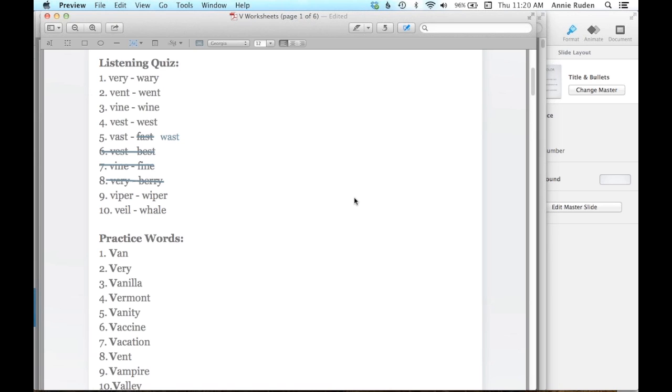Okay, so ready? Vent, vent, vent. Okay, what do you think? First. Yep, that was the first one. So let me contrast them. Vent, went. Vent, went. Okay? Went. So if you're not quite hearing it yet, just give it a little bit of time. You'll start to hear that difference. Okay, number three. Vine, vine, vine.